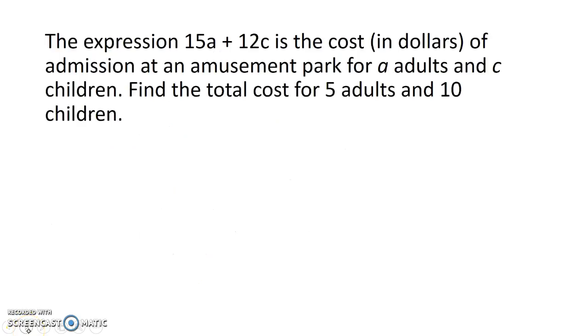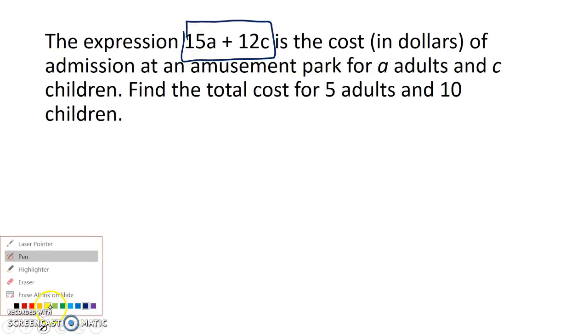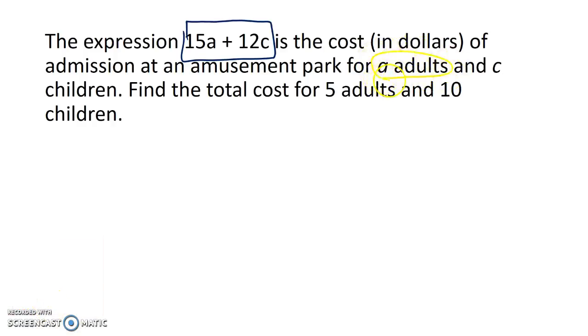Okay, a word problem. It says the expression 15A plus 12C, so I'm going to box that because I know that's important, is the cost in dollars of admission at an amusement park for A, adults, and C, children. C stands for children. So I'm going to make a note of that really fast. A equals adults, and C equals children, so we can remember that. It says find the total cost for 5 adults and 10 children.